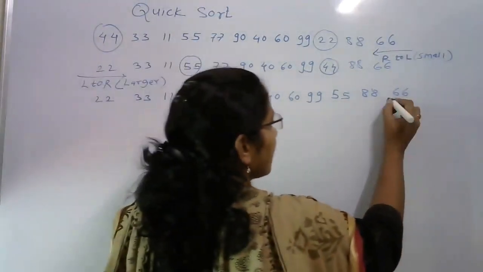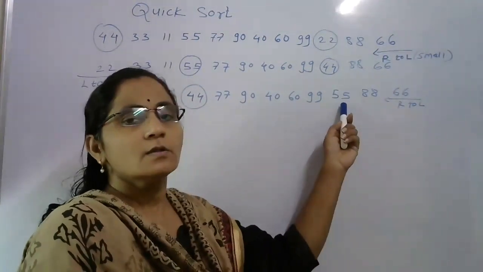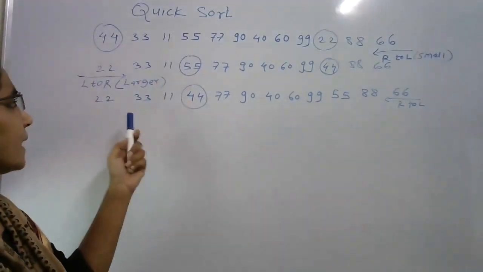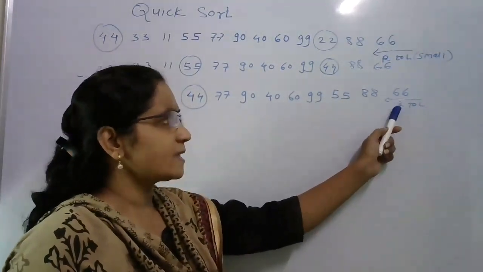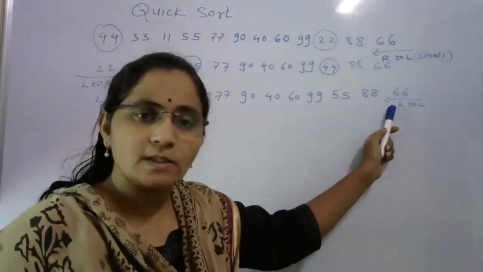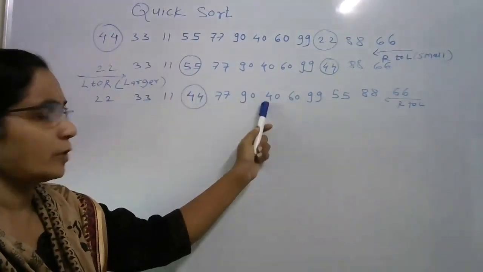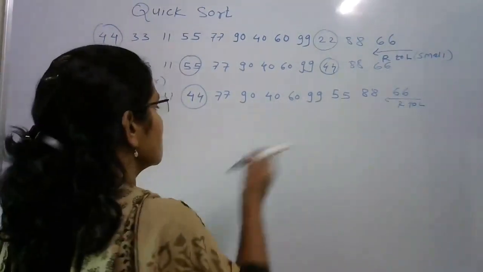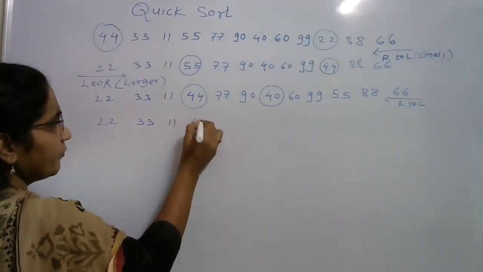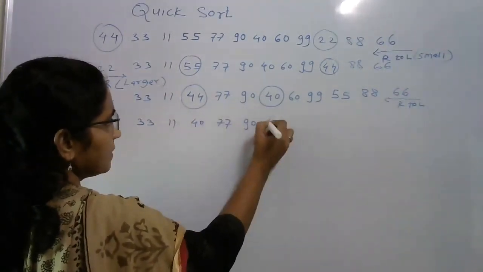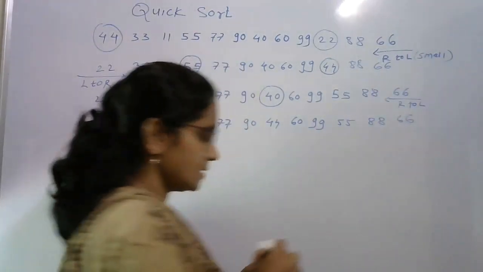Now at the next step, again you go from right to left, compare 44 with each element and stop the comparison when you get an element less than 44. So we start from the last, 66. No, it is greater. You have to stop the comparison when you get a smaller element. 88, no. 55, no. 99, no. Again 60, no. 40, yes. 40 is less than 44. So here you exchange both values. So 22, 33, 11, here 40, 77, 90, here 44, 60, 99, 55, 88, and then 66.